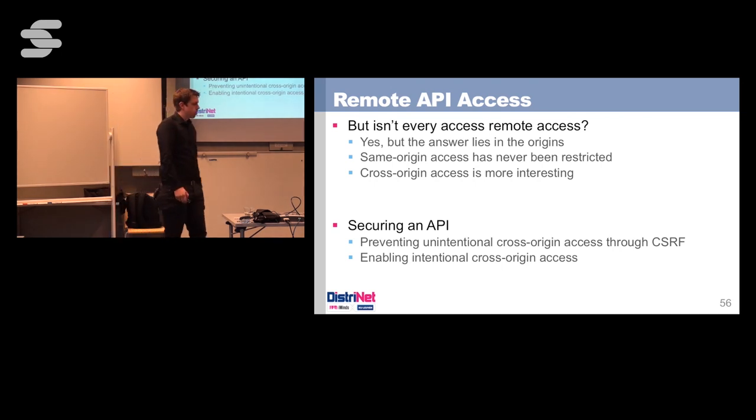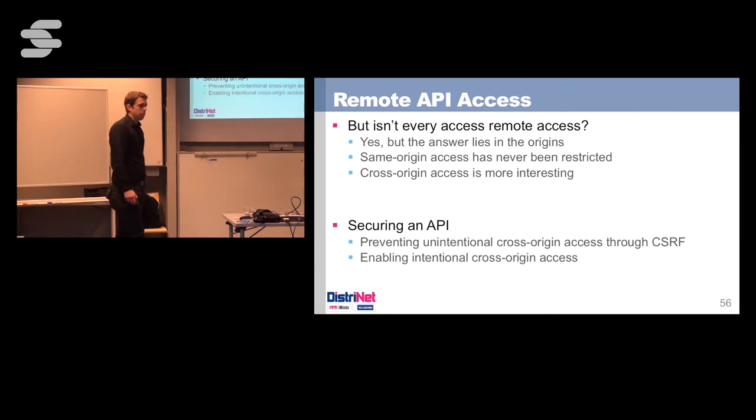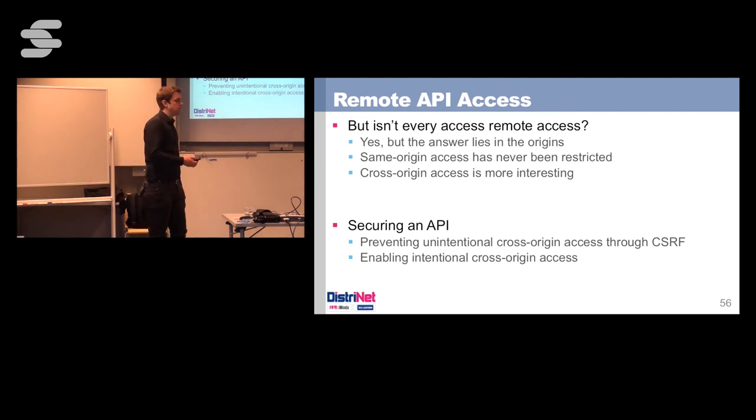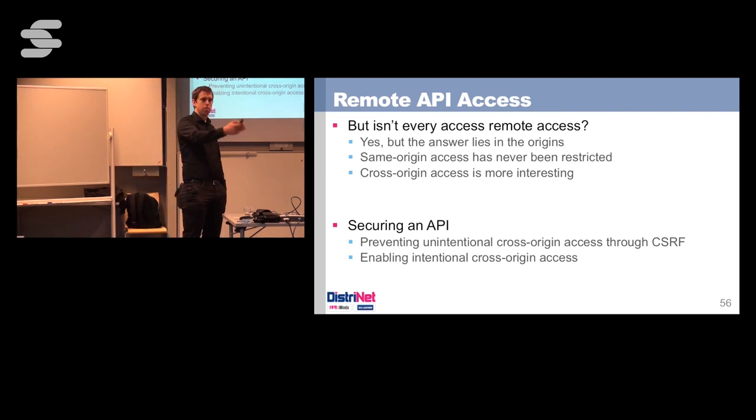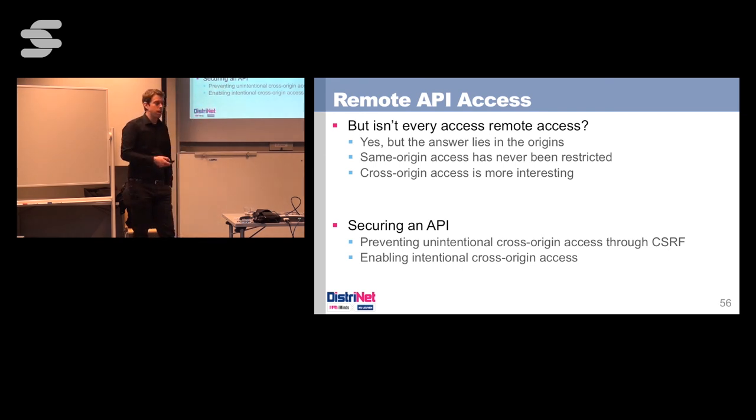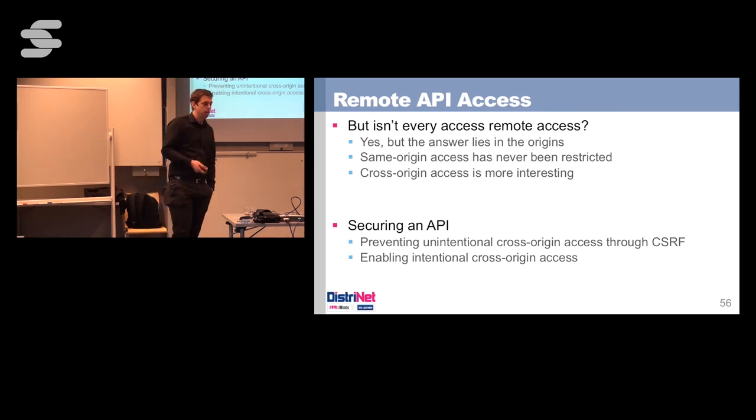Remote access, of course, every access is remote, but the answer here is in the origin. So we have same origin access and we have cross-origin access. Essentially, what that means is if your own application wants to access the API on its own server, that has always been allowed, that has been used a lot, that's what made Ajax so successful.